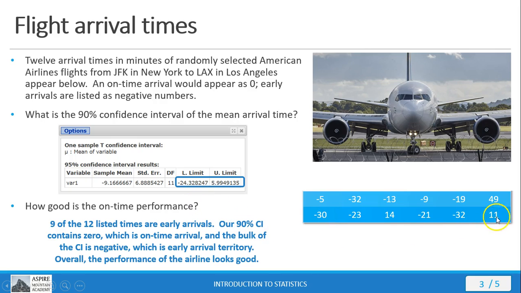And if you look at the data itself, okay, you've got 12 values here, 9 of which are actually early arrivals. So 75% of our sample data are basically coming from early arrivals. So those two combined together puts us in very good territory. The airline performance is looking really very good.